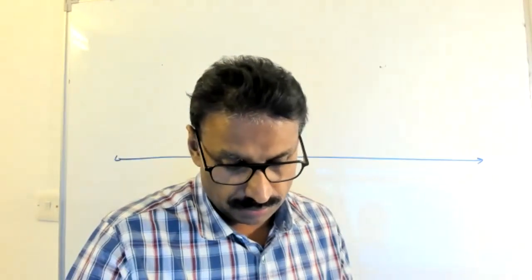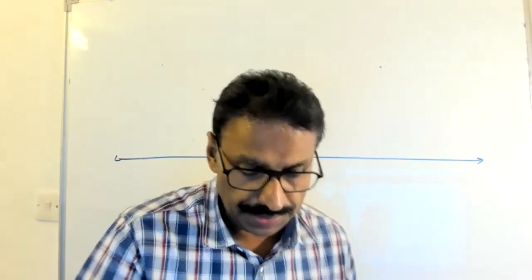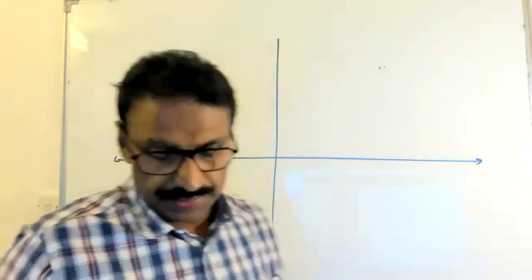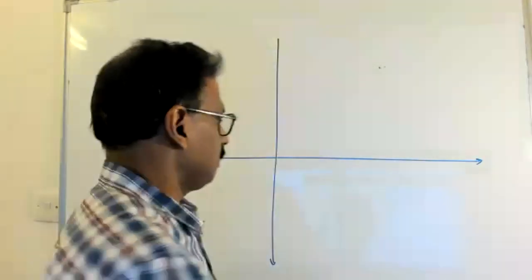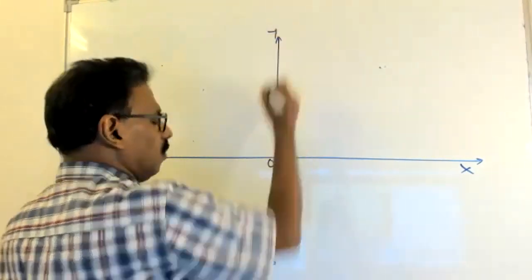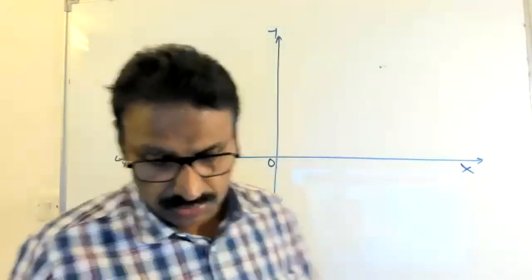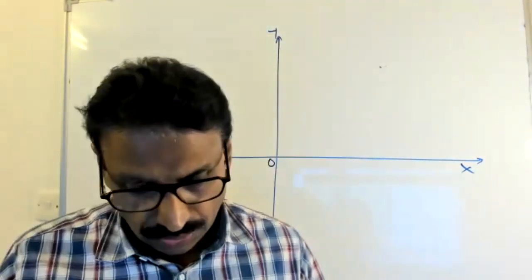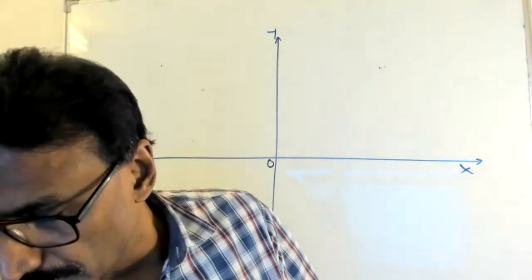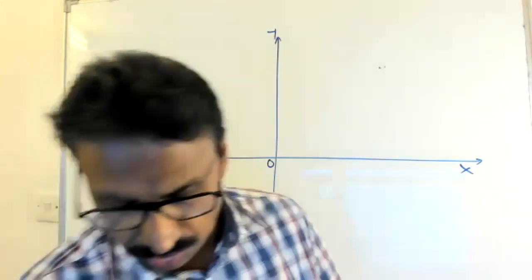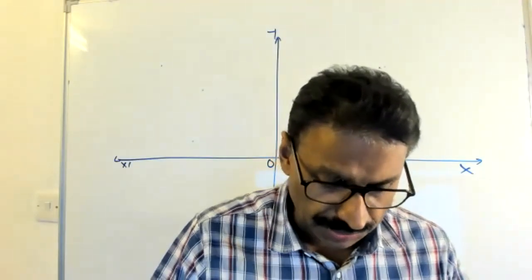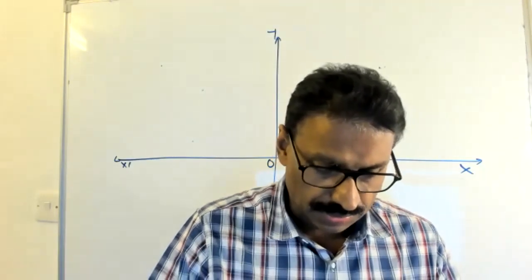Okay. Then the plane is called Cartesian or coordinate plane. Okay. Coordinate plane.